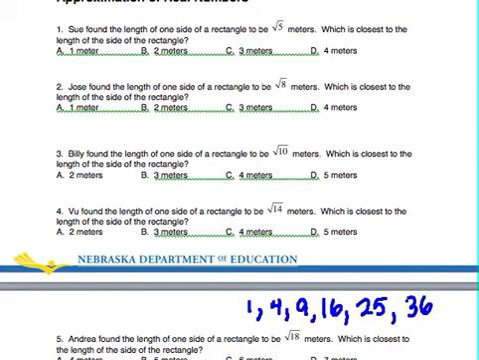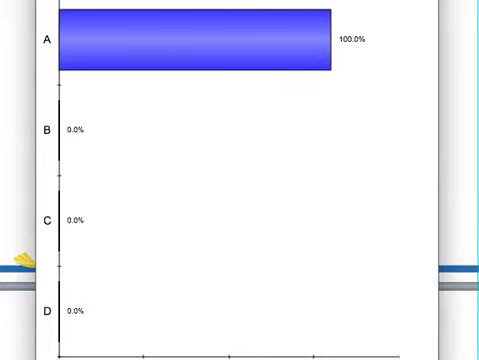Andrea found it closest to root 18 meters. What's my answer going to be? This is number 5. What is that closest to, root 18? Is it close to A, B, C, or D? Sorry, I'm working. Which one are we on? 5. And the answer is A. Nice job.